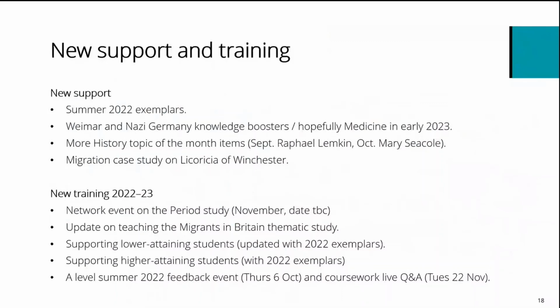We're also working on more Key Stage 3 History Topic of the Month items, such as Raphael Lemkin and Mary Seacole. And we've also got a new case study coming out soon on Literature of Winchester for migration teachers.